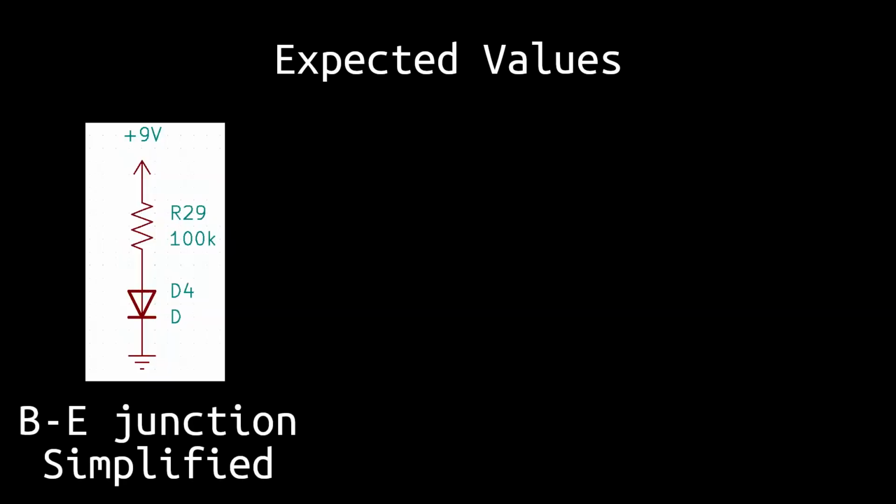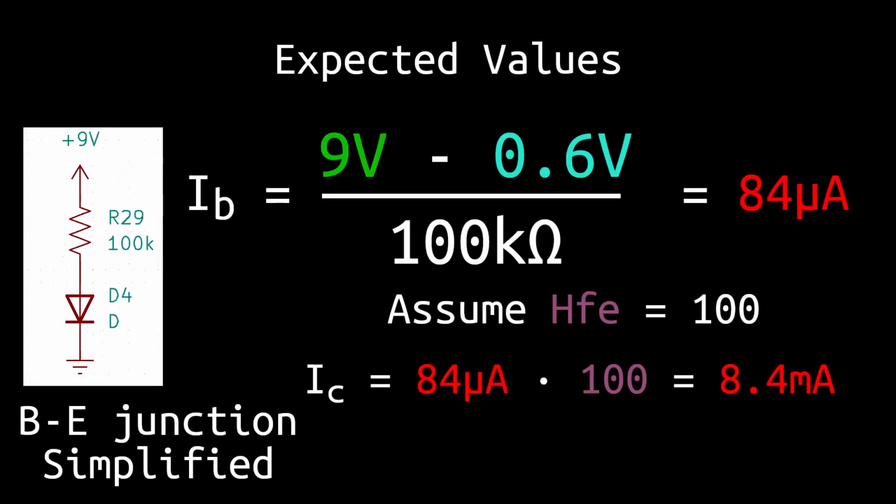Let's just run a quick calculation as to what the base current should be. Remember that the base emitter junction can be simplified to a diode. So what we have is our 100K resistor in series with this diode. Assuming a typical voltage drop of 0.6 volts across the diode, we should get a current of 84 microamps.